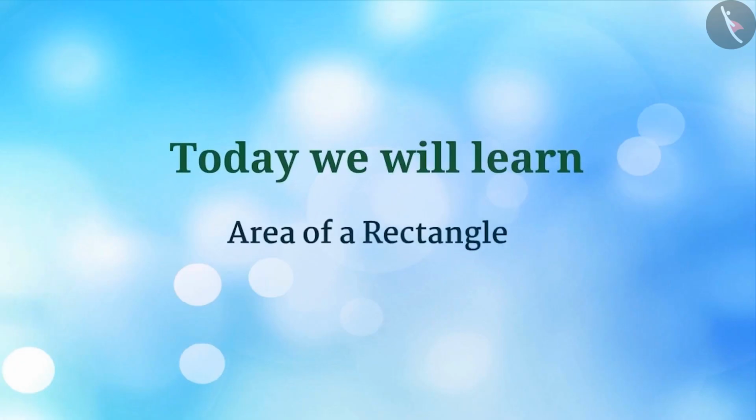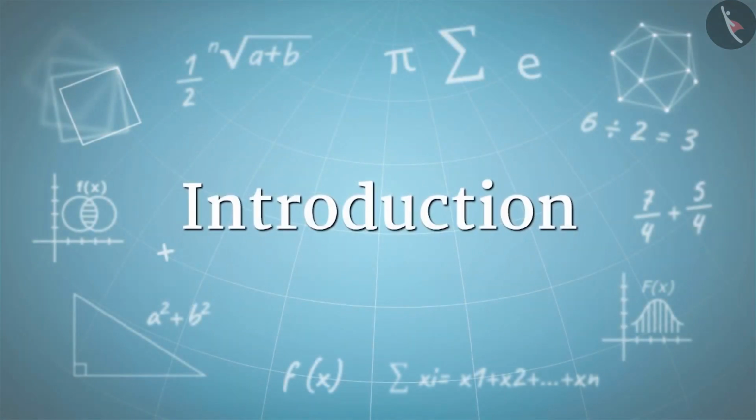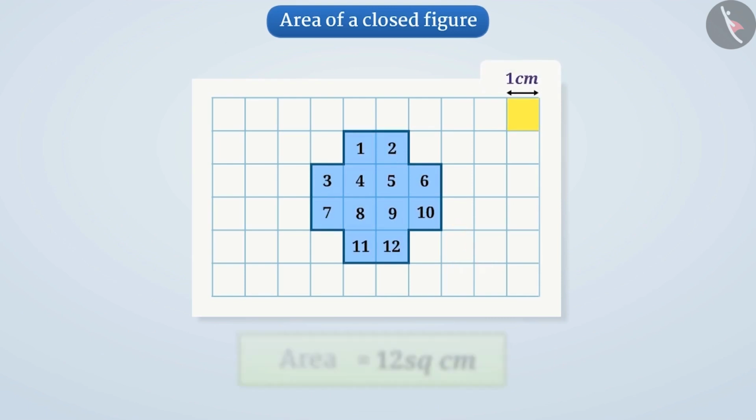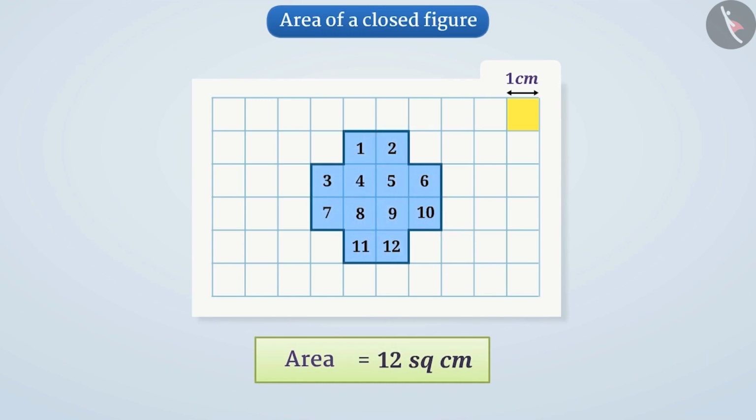Today we will learn about the area of a rectangle. In the previous video, we learned that the surface enclosed by a closed figure is called its area. We also learned that the area of a figure can be measured by comparing the area of a figure to a square of a fixed size. Its area is the number of unit squares enclosed by the figure. Today, we will discuss how to find the area of a rectangle.